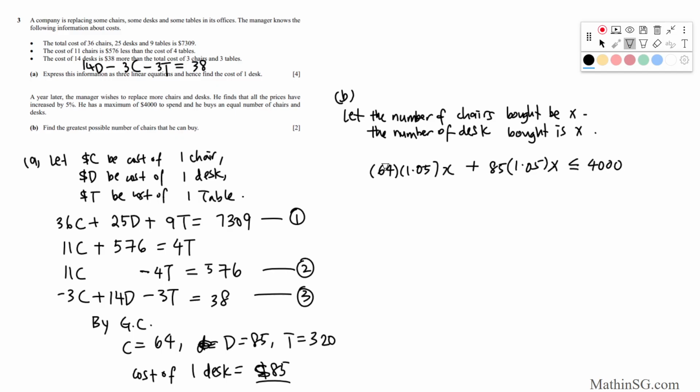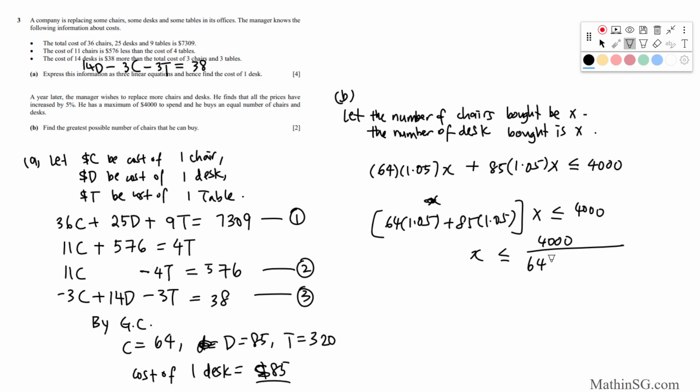So type this into the calculator: 64 times 1.05 plus 85 times 1.05, or you can simply do it this way: 64 times 1.05 plus 85 times 1.05, the whole thing times X, is less than or equal to 4,000. Because this one is positive, we don't need to change the sign. So just bring everything over.